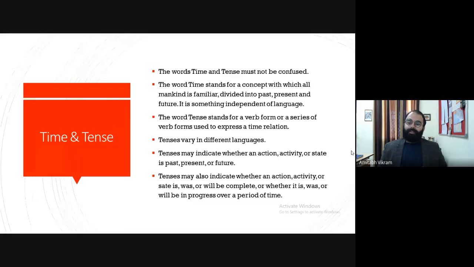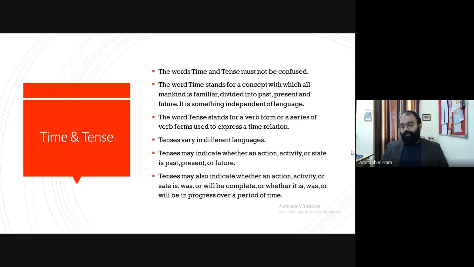Tenses may indicate whether an action, activity, or state is past, present, or future. So past, present, and future we need to treat as a time scale that we have made for our own convenience, and tense is a linguistic unit that is used for showing an action, activity, or state in any time, past, present, or future. Tenses may also indicate whether an action, activity, or state is, was, or will be complete, or whether it is, was, or will be in progress over a period of time.